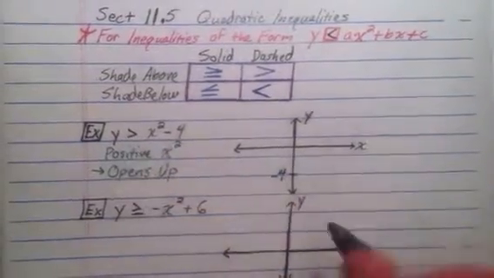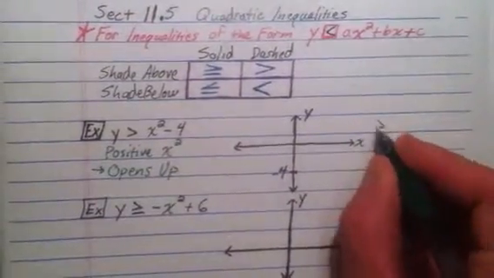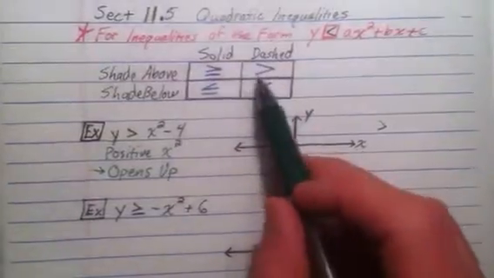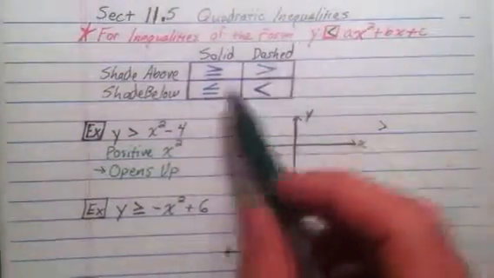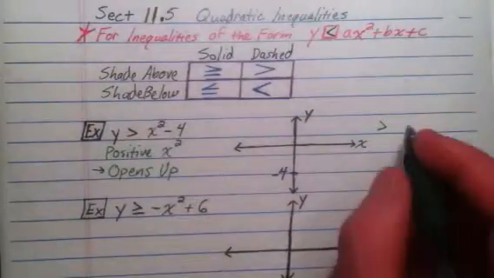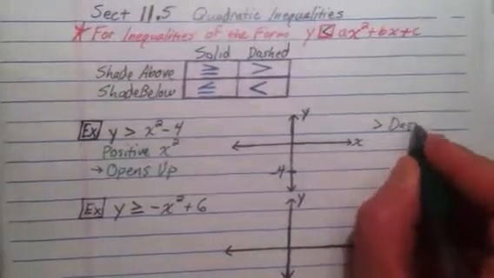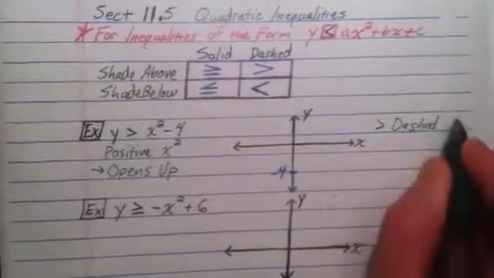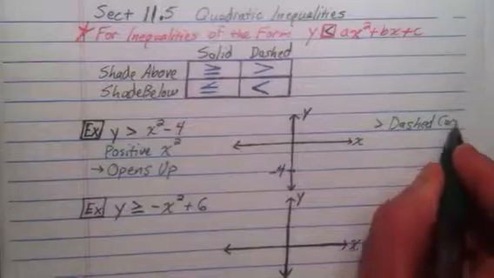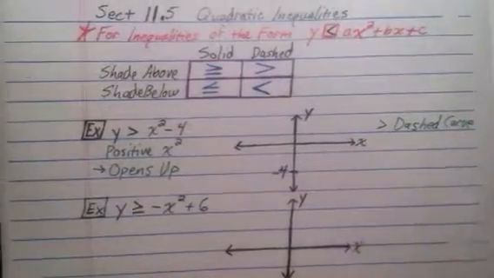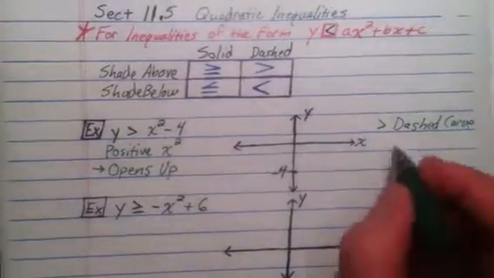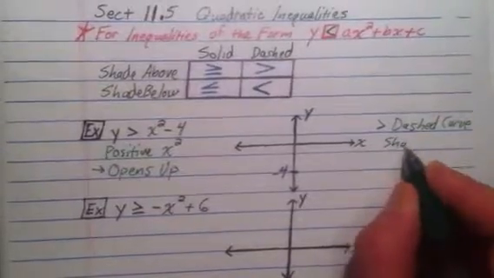It's greater than. A greater than symbol from our chart up here tells us to make a dashed line and shade above. So rather than a dashed line, we're going to make a dashed curve for our parabola. And then also, we have to shade above.